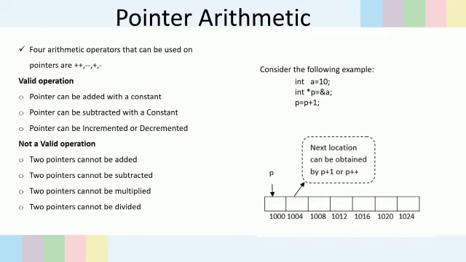If the pointer is a character pointer, then incrementing the pointer would result in the next character location which is 1 byte away from the current location. Similarly, the pointer decrement is also done by decrementing 4 bytes for integer pointer and 1 byte for character pointer.